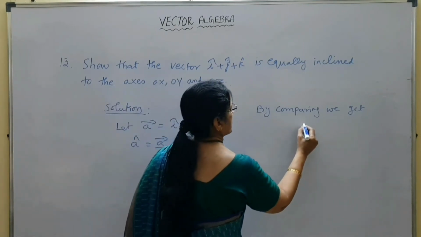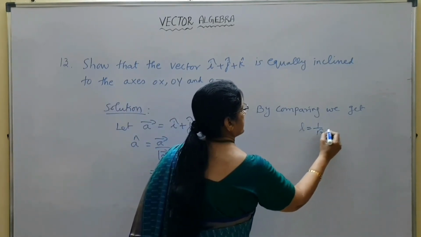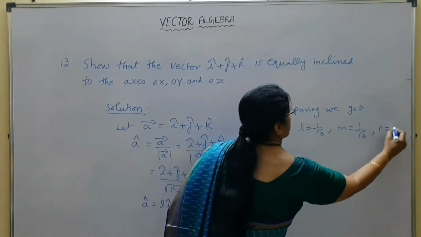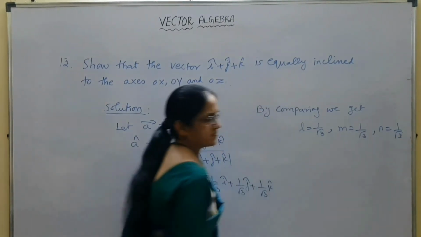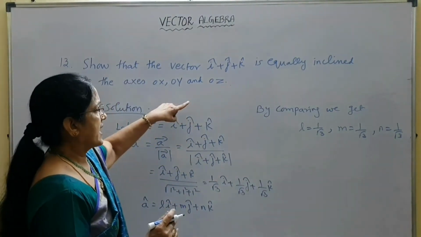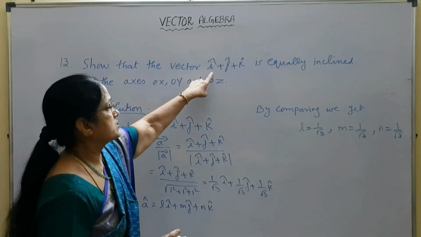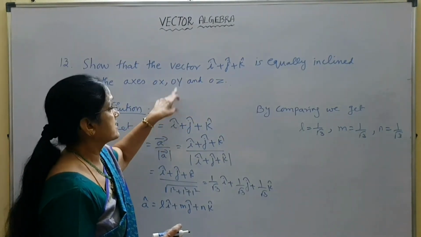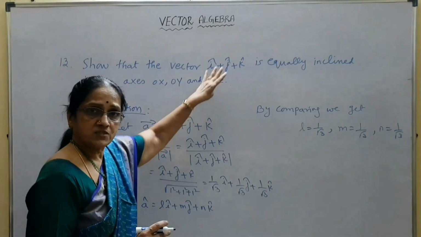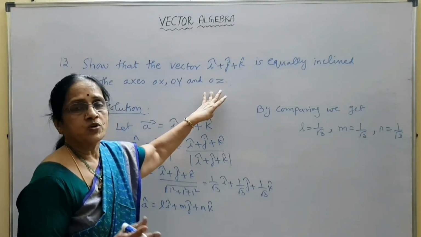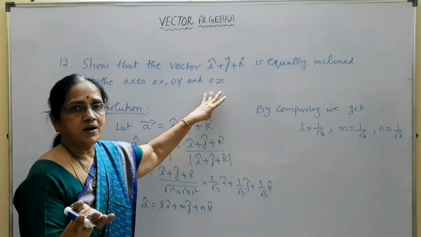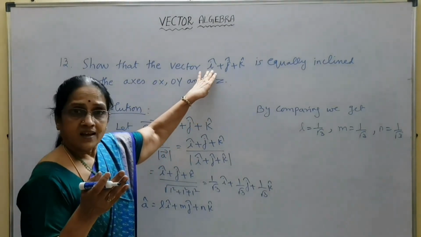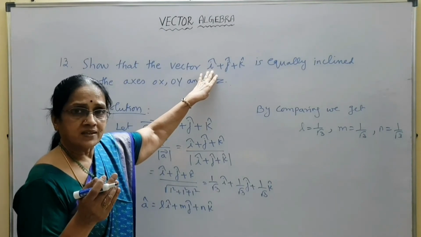We get L is equal to 1 by root 3, M is equal to 1 by root 3, N is equal to 1 by root 3. If alpha is the angle made by this vector with the x-axis, beta is the angle made by this vector with the y-axis, and gamma is the angle made by this vector with the z-axis, then you know cos alpha, cos beta, cos gamma are the DCs of the vector i cap plus j cap plus k cap.